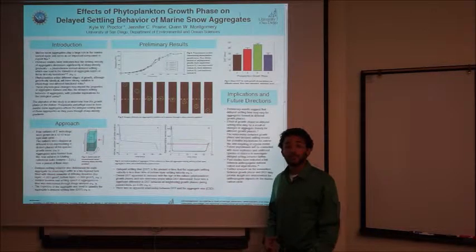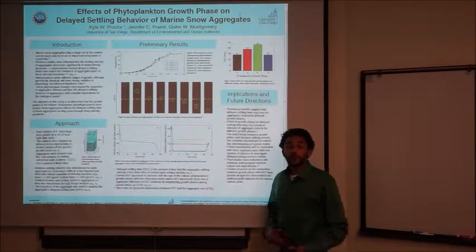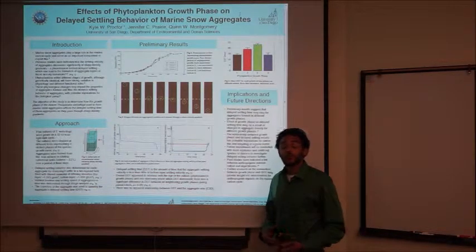would impact their settling. Marine snow aggregates are small particles found in the open ocean composed of microorganisms, sediment, and detritus. Previous studies have shown that the settling velocity of marine snow aggregates decreases significantly at sharp density gradients in a phenomenon referred to as delayed settling.